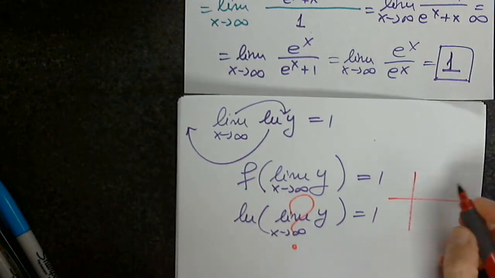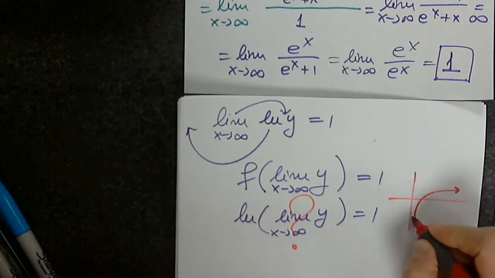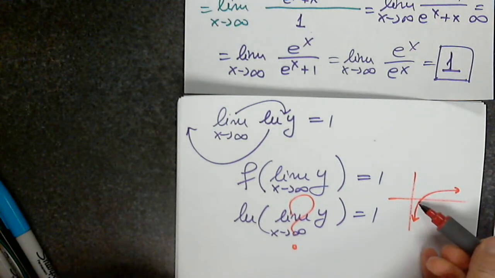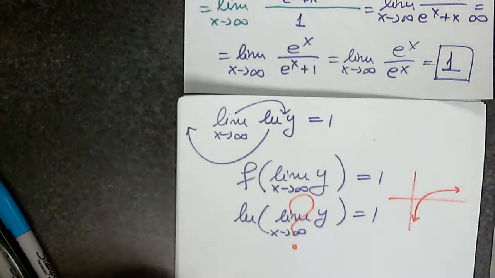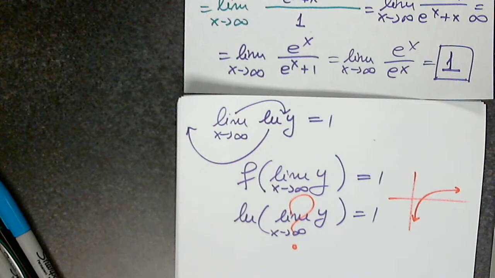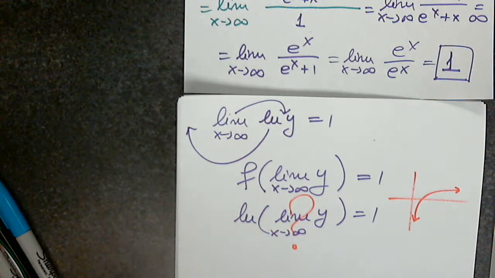Let's graph natural log. Here it is. As x approaches 0, the function approaches negative infinity. So natural log of what is 1? Say it again. Natural log of 1 is not 1. Natural log of 1 is 0.